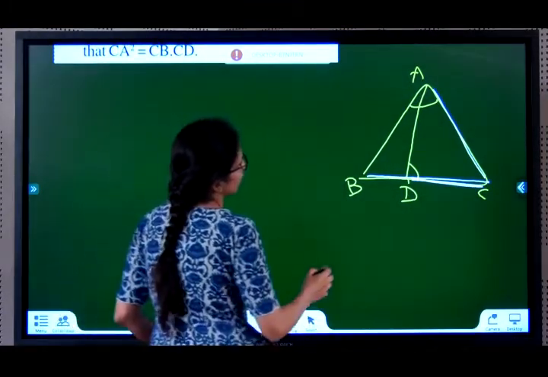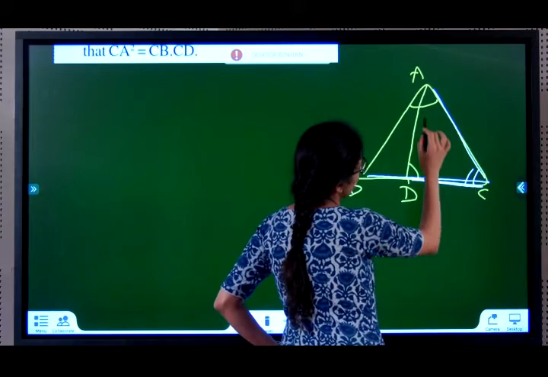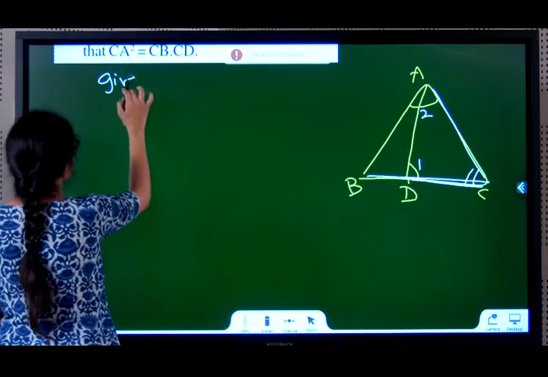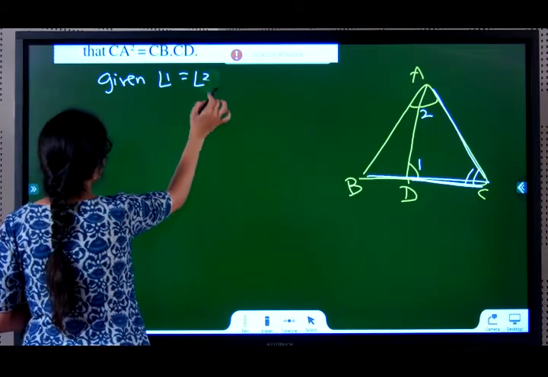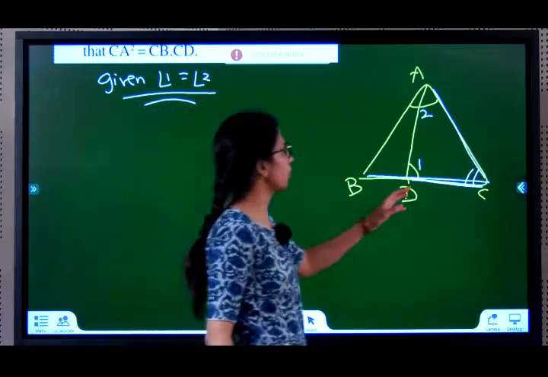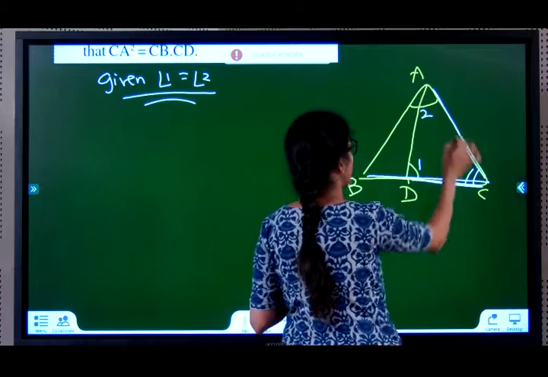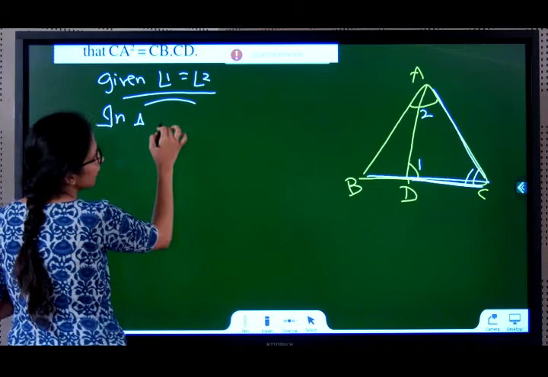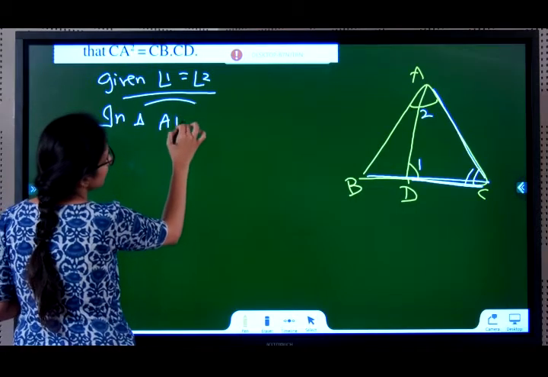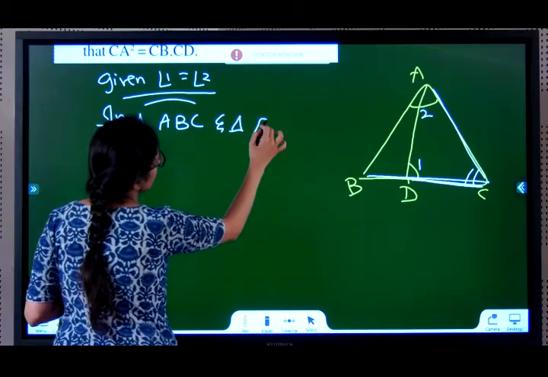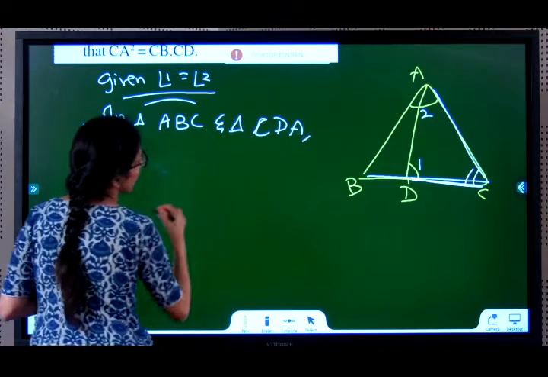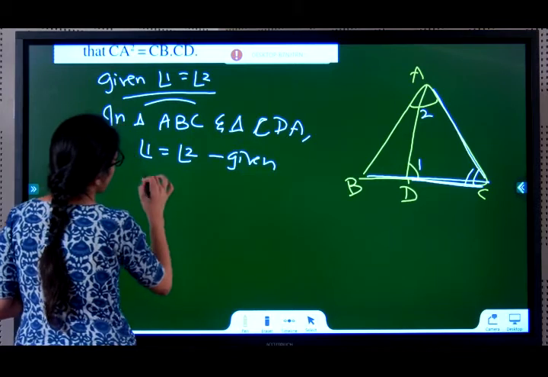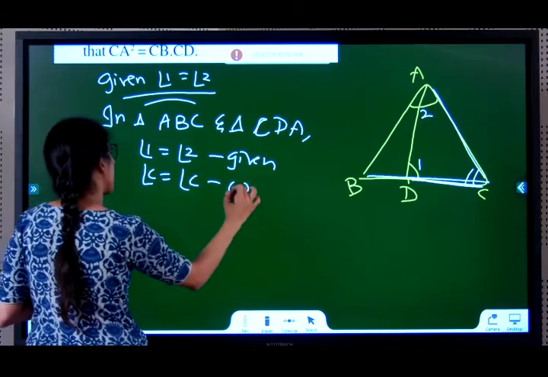Okay. So now angle C equals angle C common. Let's call this 1 and 2. So it is given angle 1 equals angle 2. Now which are the two triangles that you want? You want this small triangle and you want the big triangle. So in triangle ABC and triangle CDA, angle 1 equals angle 2 given. Angle C equals angle C common.